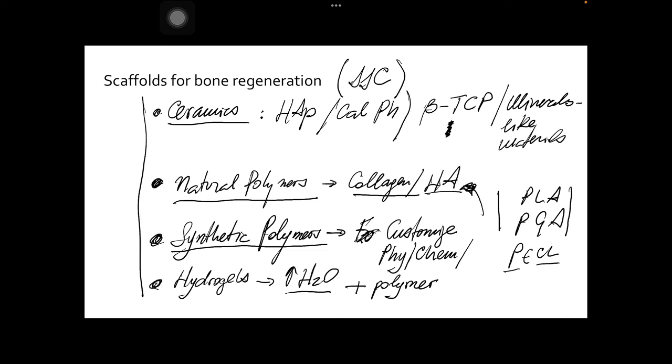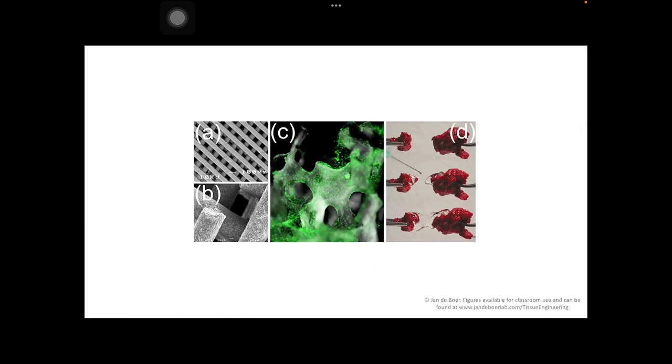And at the end of the day, scaffolds that can mimic the extracellular matrix, not only of bone, but in this chapter also of cartilage. Because that's what we want at the end of the day, to generate something that looks, feels, and behaves as close as possible to bone and cartilage. And finally, materials that can be vascularized.